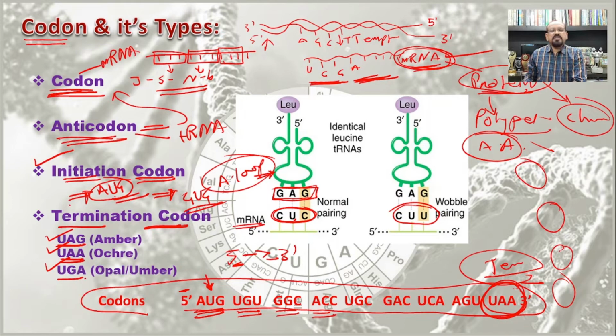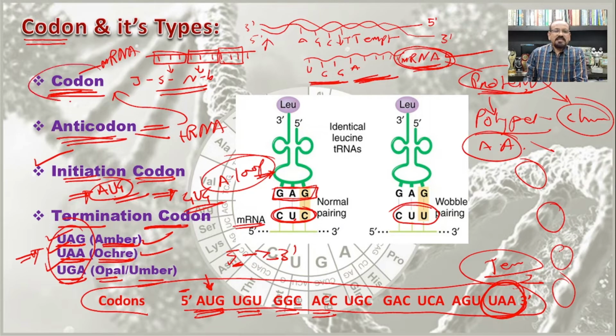and UGA. The first one, UAG, is known as the amber codon, then UAA is known as the ochre codon, and UGA is the opal or the umber codon. So if these 3 different codons are present on the mRNA, then there will be termination of protein synthesis, and hence these codons are known as termination codons.